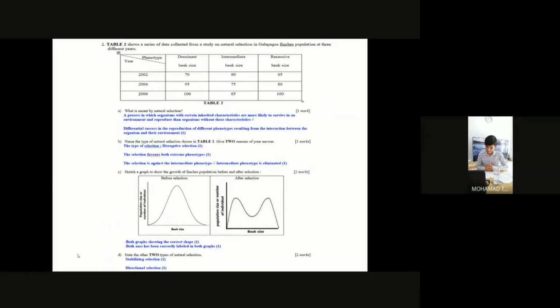So what is meant by natural selection? We know that natural selection is a process in which organisms with certain inherited characteristics are more likely to survive in an environment and reproduce compared to organisms without those characteristics. Example: kita duduk dekat Gurun Sahara. Very, very hot, with intense sun exposure. In humans we have variation, banyak variation yang kita ada, ketinggian, berat. One of the variations that we have is skin color. The presence of pigment in our skin is very important, very significant.